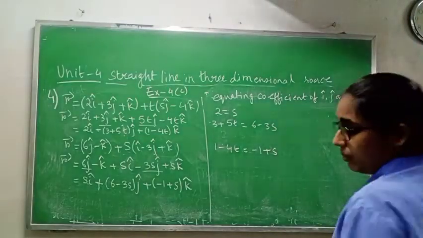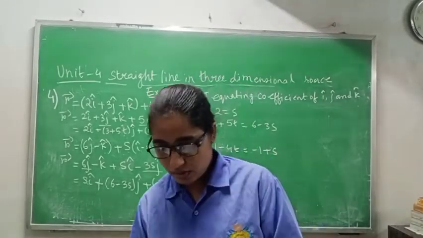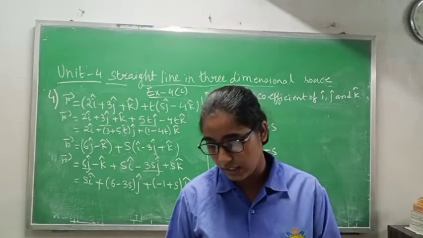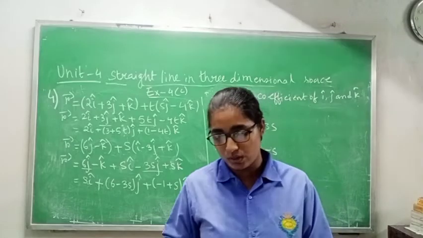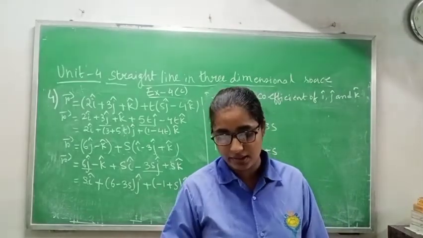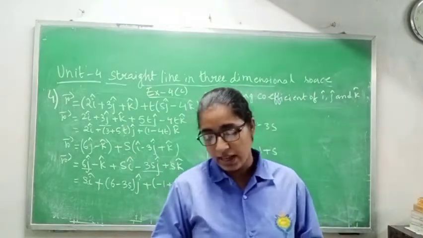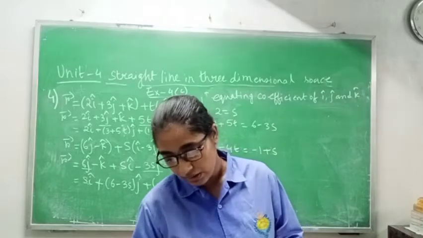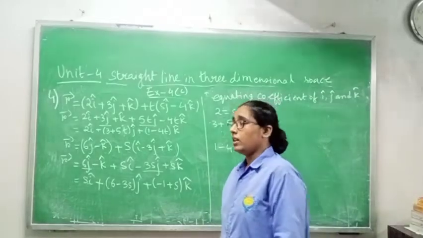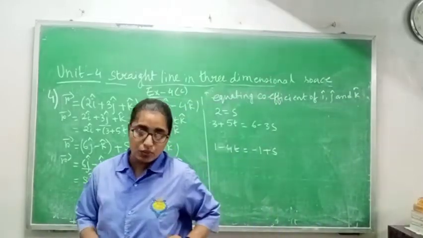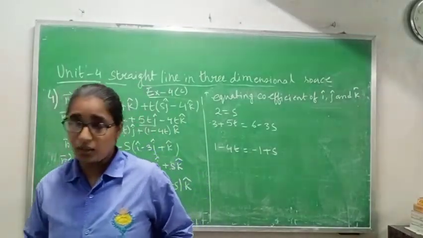Class 12, see question number 4. In question number 4, it is given: find whether the lines r vector equals 2i cap plus 3j cap plus k cap plus t into (5j vector minus 4k vector), and r vector equals 6j cap minus k cap plus s into (i cap minus 3j cap plus k cap) intersect or not. And if they intersect, find the position vector of their point of intersection. Okay, so this question is given in the form of vector. The last two which we have done were in the form of Cartesian. Now this one is in the form of vector.